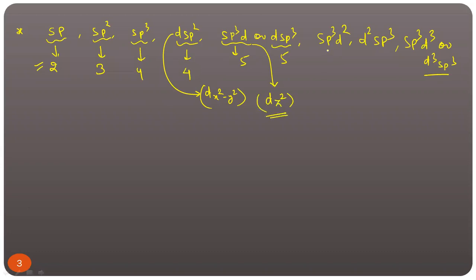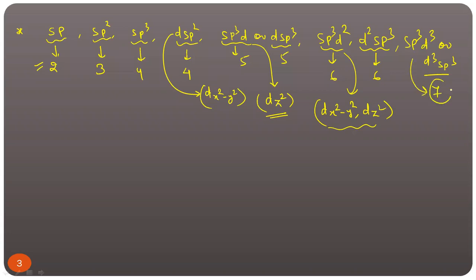This is important. Now sp3d2 and d2sp3, this is 1s, 3p and 2d, means total number of hybrid orbitals 6 here and also 6 here. Which d orbitals participate? So we will say dx square minus y square and dz square. These are very, very important. Now in sp3d3 or d3sp3, total number of hybrid orbitals is 7 in each case. Which d orbitals participate? dxy, dyz and dxz.